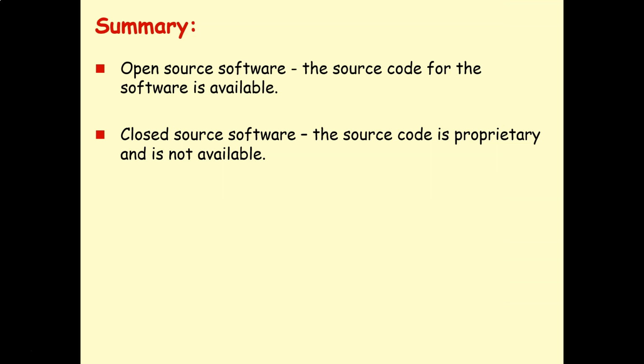In summary, open source software is where the source code for the software is freely available for download. You can edit, change it, do what you want with it. Whereas with closed source or proprietary software, the source code is kept essentially secret. It's not available to typical users. You can use the software, but you can't make changes to it.